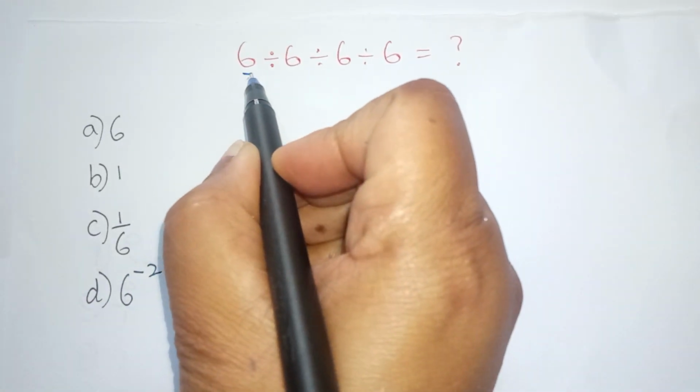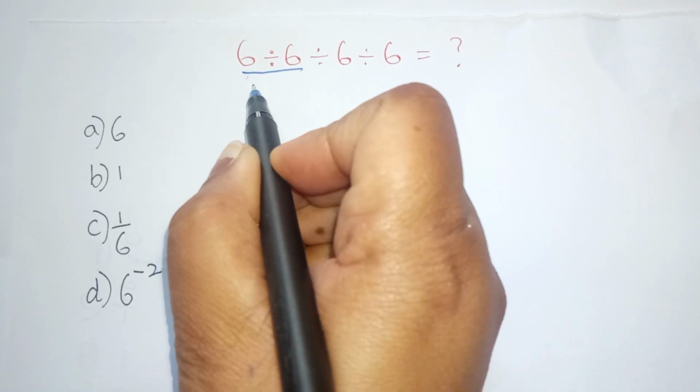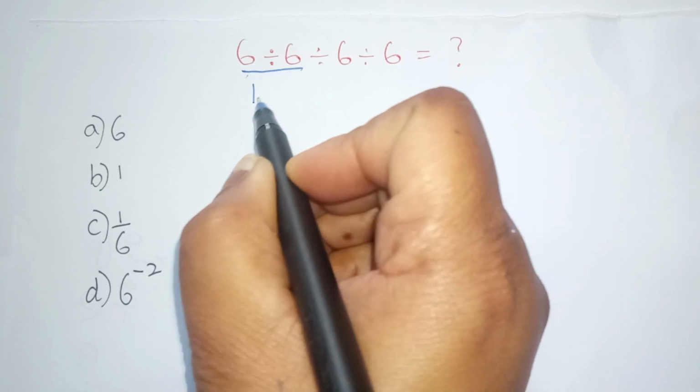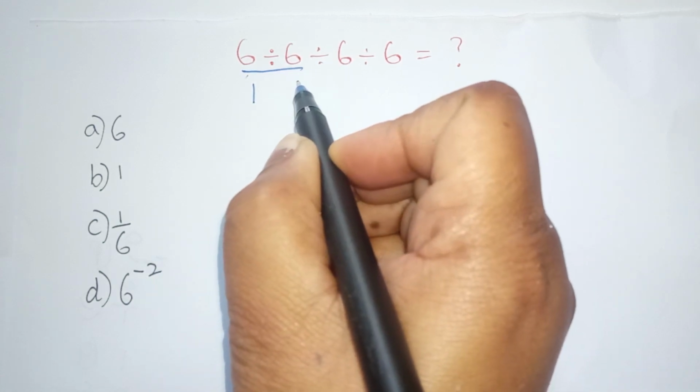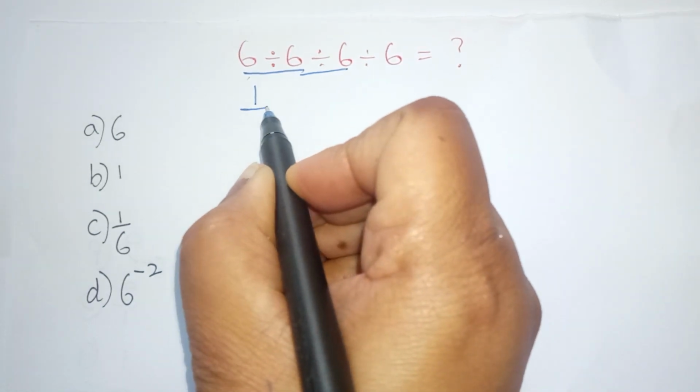We'll start with 6 divided by 6. So 6 divided by 6 is 1. Then we're supposed to divide by 6. This 1 we're supposed to divide by 6. So we say 1 again, divided by this 6. We write it like this.